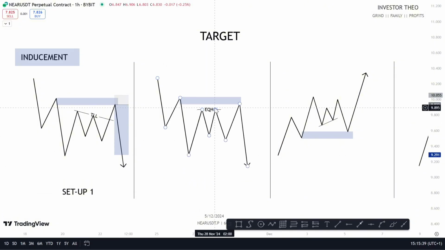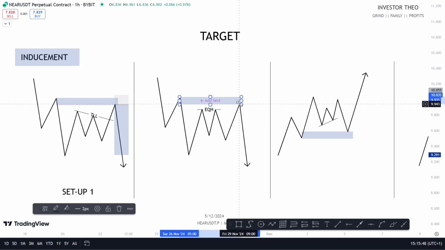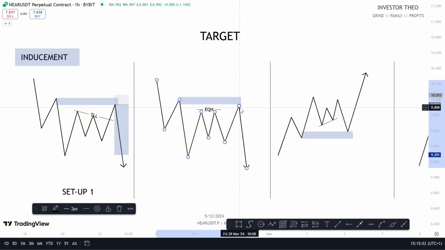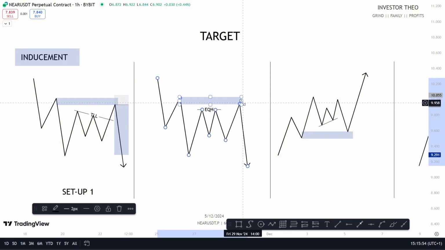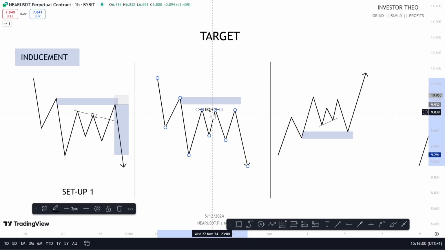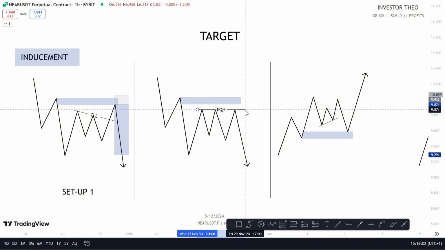EQH is literally a region where people expect the market to sell. I'm trying to get this out, so I have to come down a bit. People would have expected the market, when it gets somewhere here, to sell. Let me extend this to where people expect the market to sell, because it sold the first time and the second time.